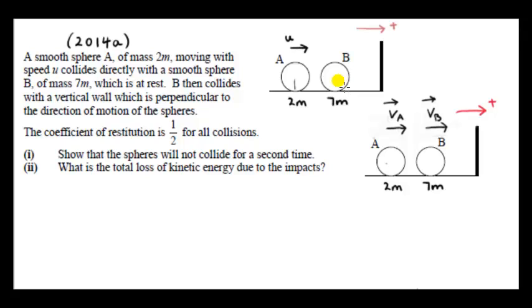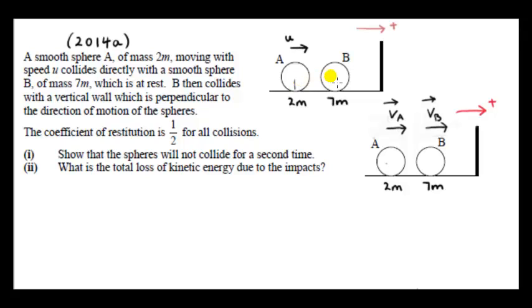Okay, so here's the picture. Immediately after collision, the velocities of the spheres have to be determined. And I don't know what the directions are, but the sign will give us the directions. Vectors pointing to the right have positive sign. That's the convention that I will use.